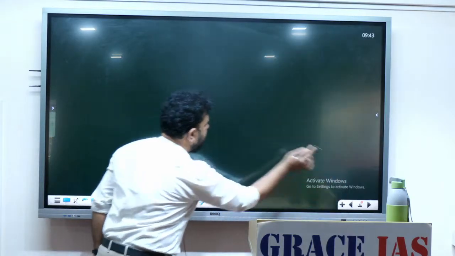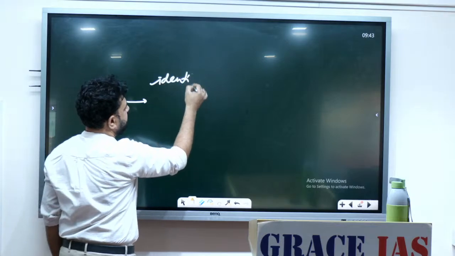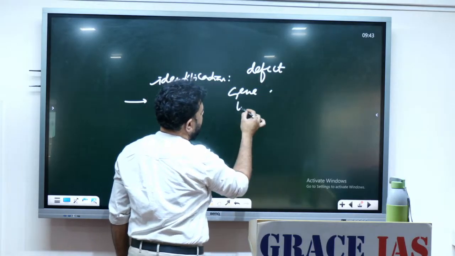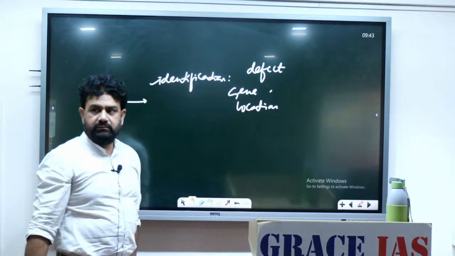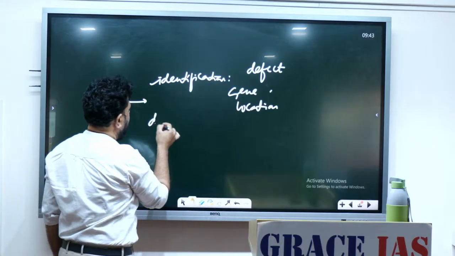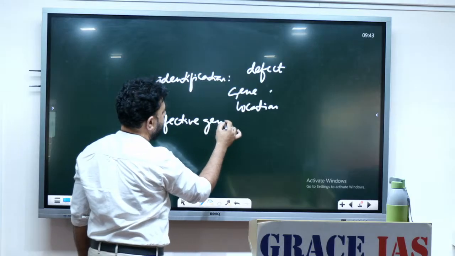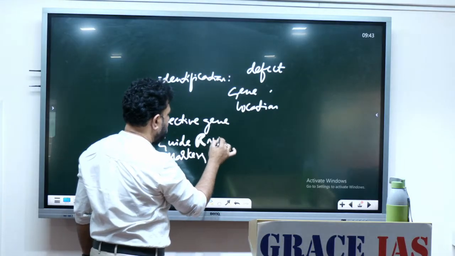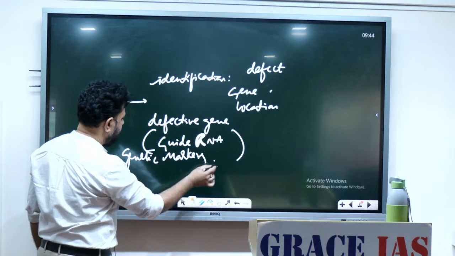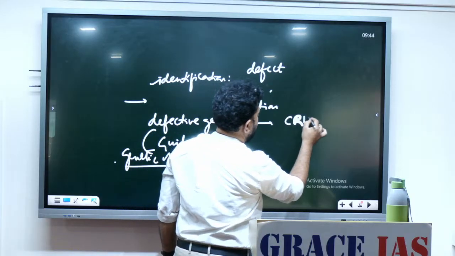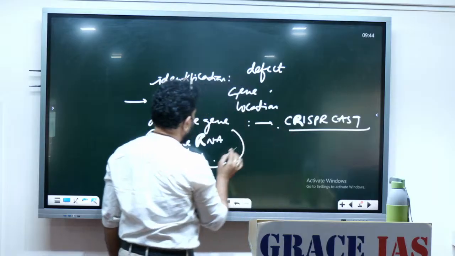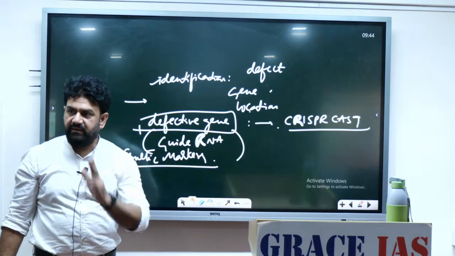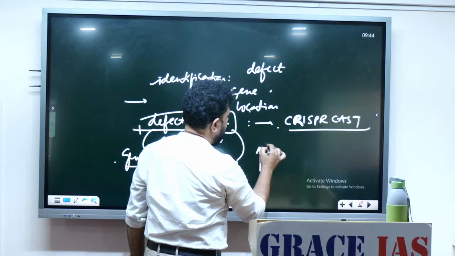So it's a procedure. What happens here is, first we have to identify the defect and the gene and its location in general, and identification of the defective gene is done through markers, genetic markers here, and using CRISPR-Cas9 you cut that defective gene from the DNA of the person after identifying, and in that place introduce a healthy gene.